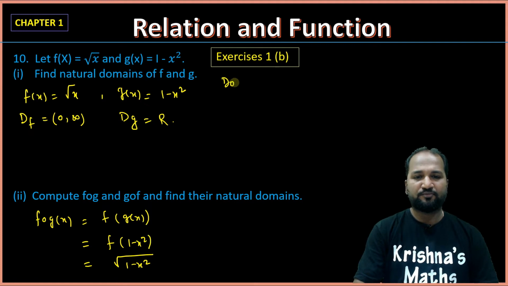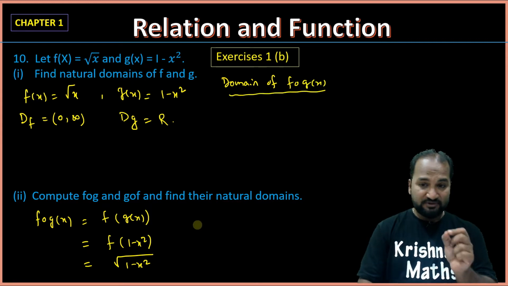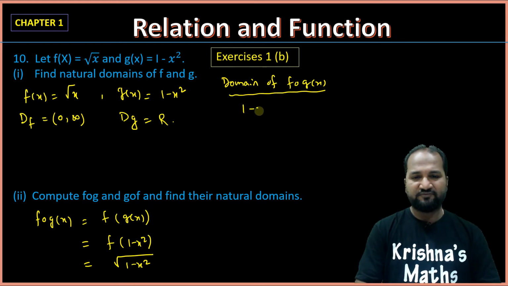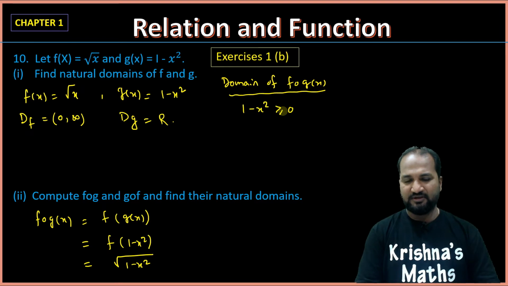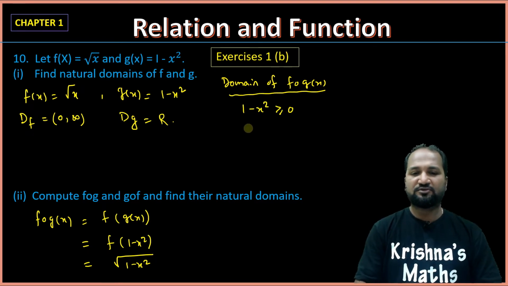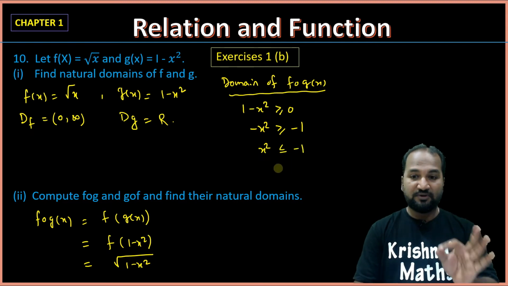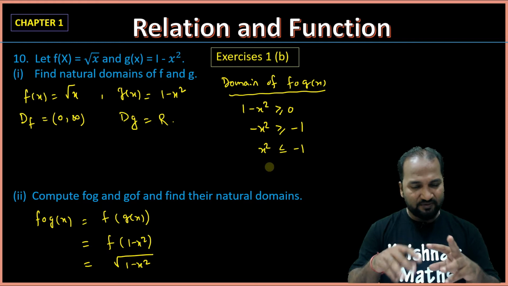Now domain of fog of x, that is in the form of a square root. So the function inside the square root will be defined when the value under the square root is always greater than or equal to 0. So minus x square is greater than or equal to minus 1. Multiply by minus, then x square is less than or equal to 1. Remember, whenever you multiply an inequality by a negative sign, the inequality will change.